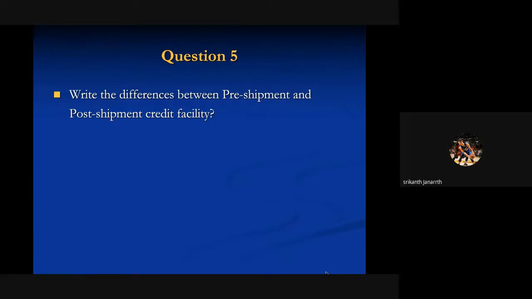Post shipment, the shipment is done. There's no risk for the exporter. He has done the performance. So it's mainly only the payment risk. So that is the other difference.